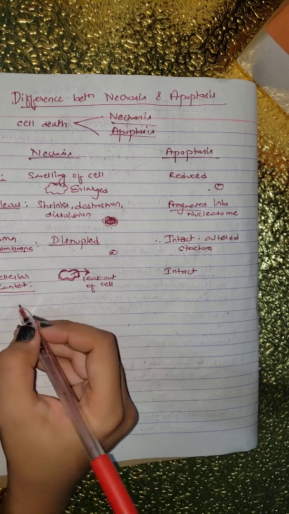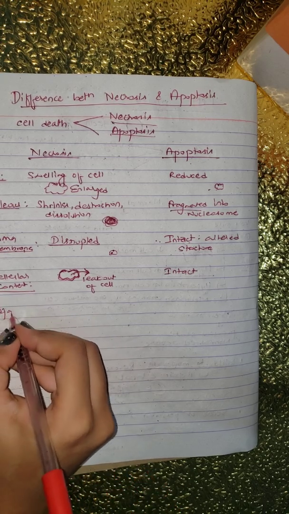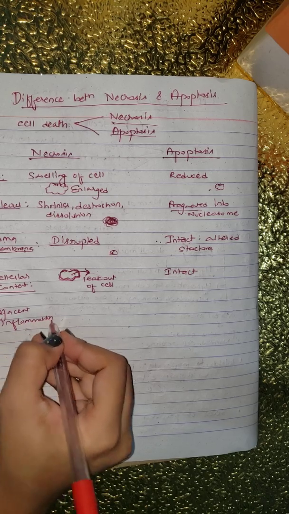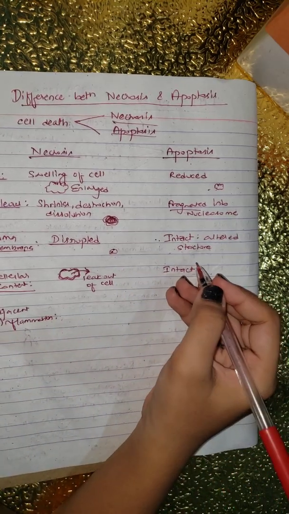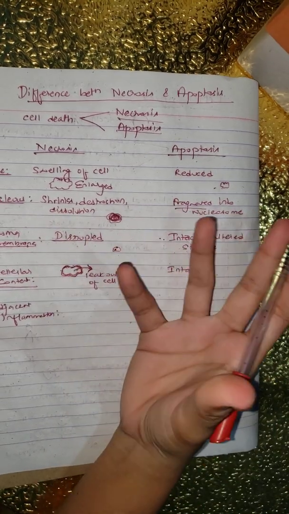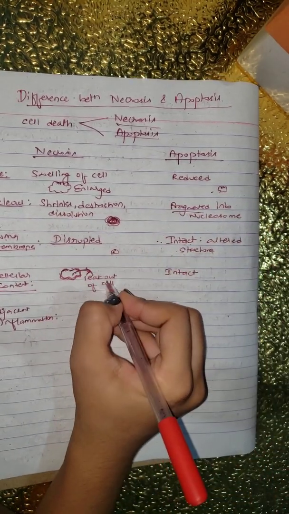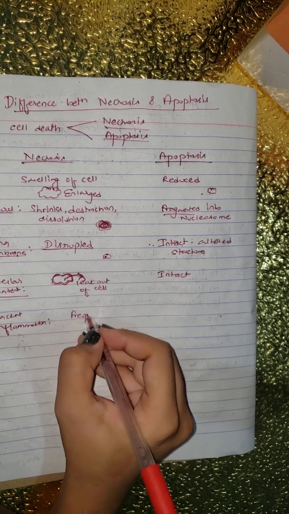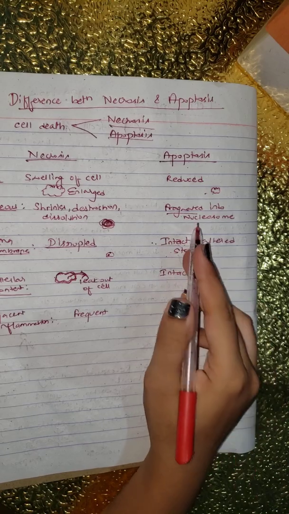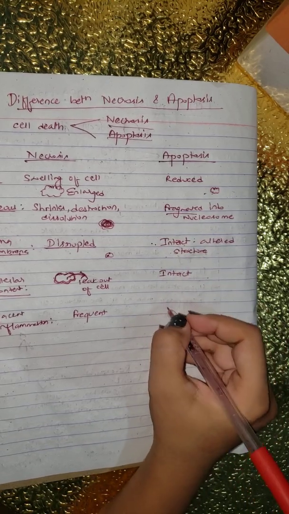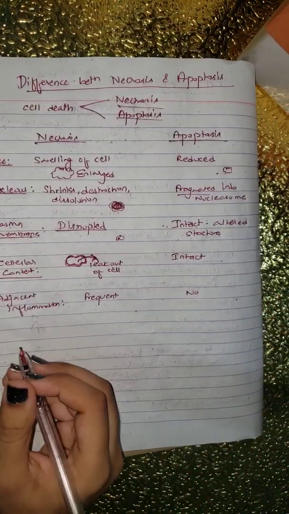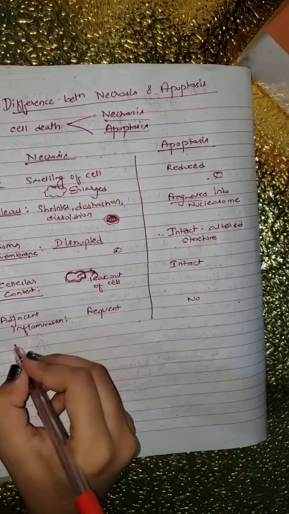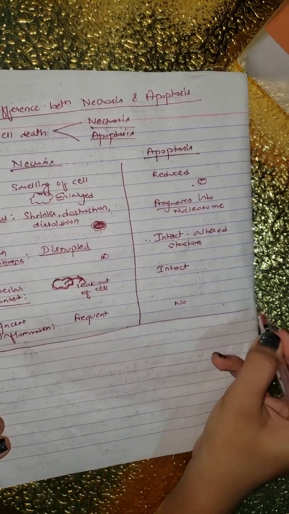So inflammation, adjacent inflammation. Will the inflammation spread to other parts? Yes, of course, because the cell is enlarged and the content is leaking out, so the adjacent inflammation is frequent. While in apoptosis, there will be no adjacent inflammation. So these are the very basic differences between necrosis and apoptosis.